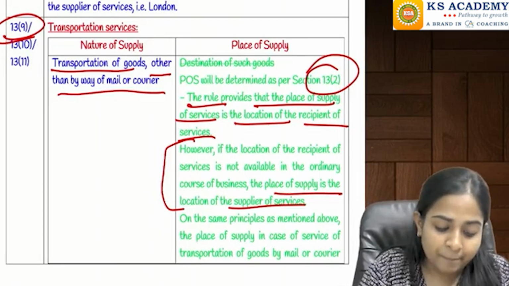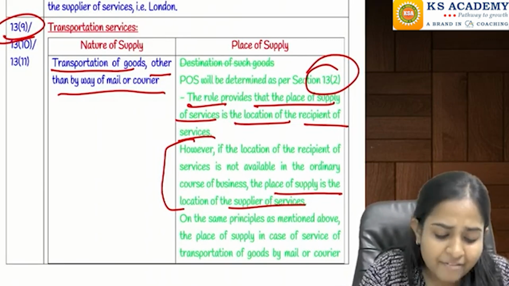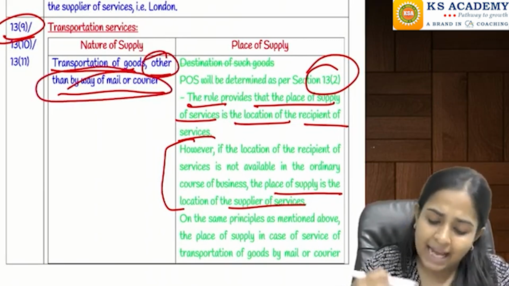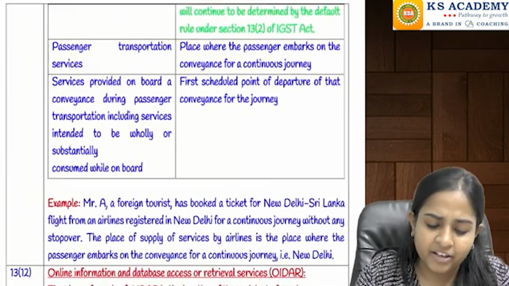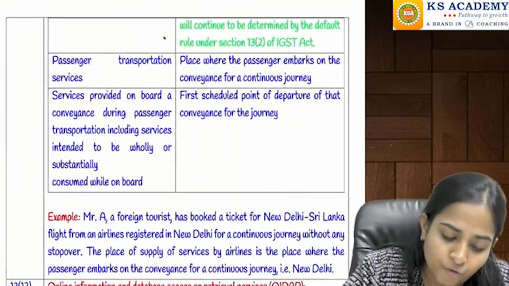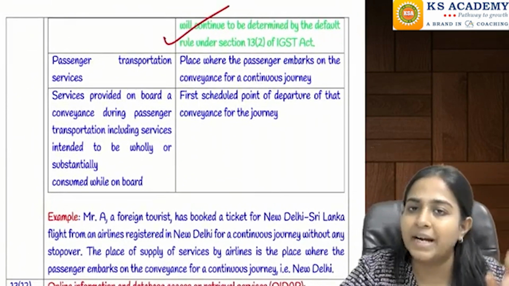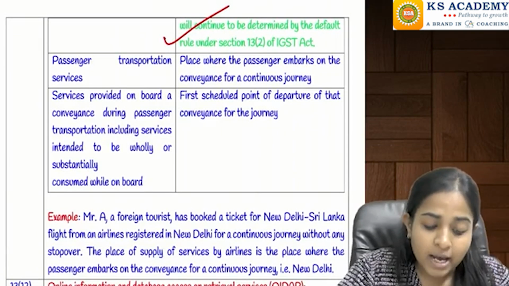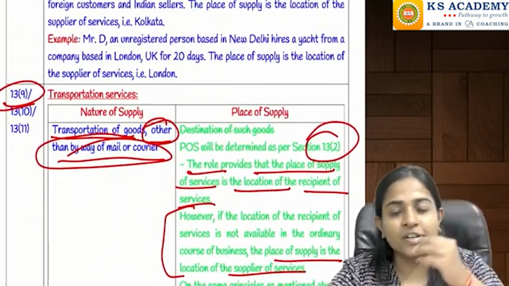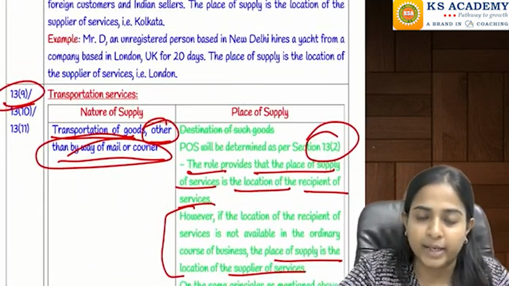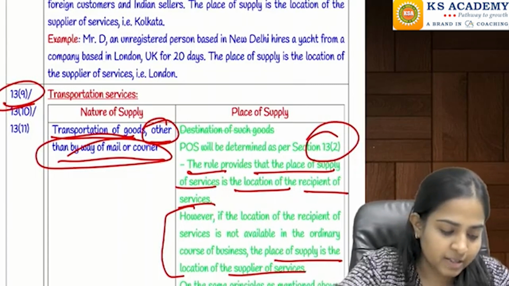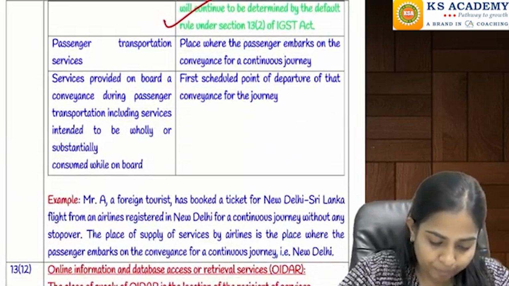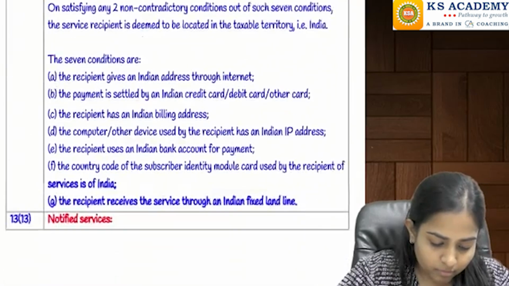And similarly, this was by way of other than mail or courier, and the same provision is applicable when the transportation of goods is done by mail or courier. That will still continue to be determined as per section number 13.2. Corresponding provisions we had taken in section number 12 also, right? Okay, similar provisions are applicable here also. That's it.